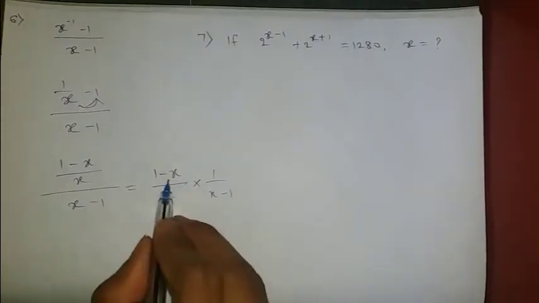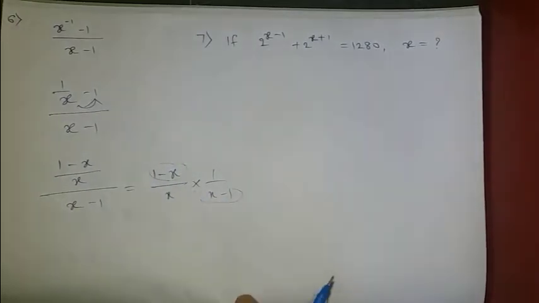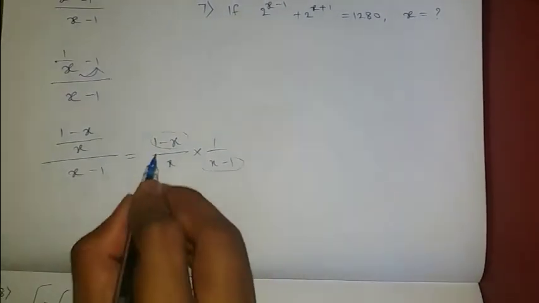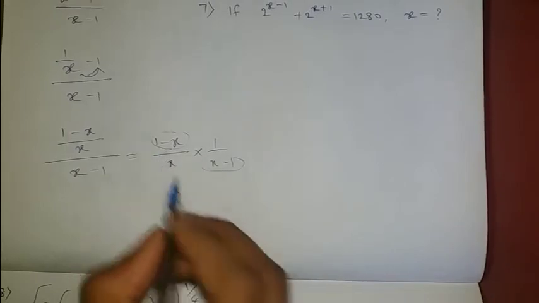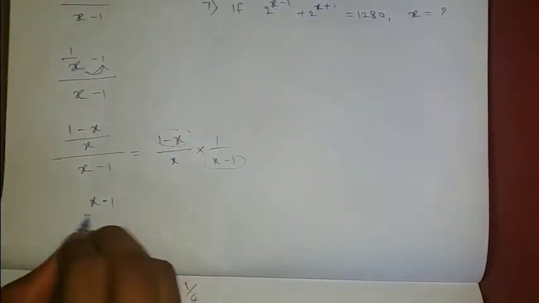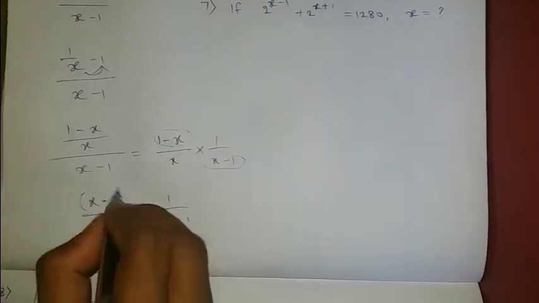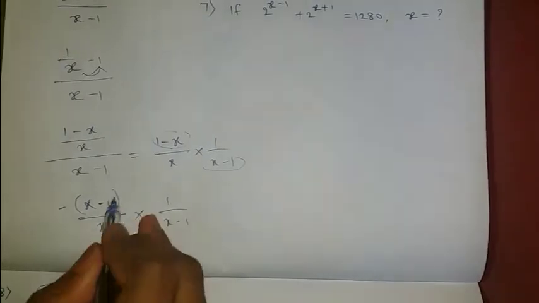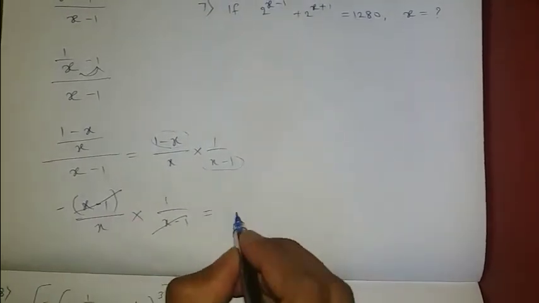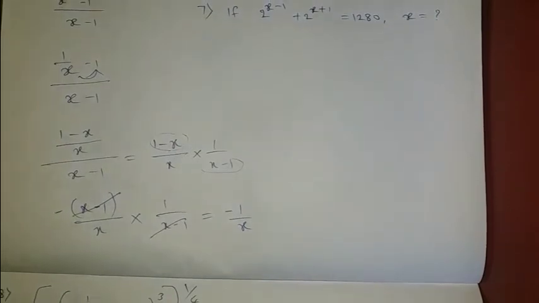Now to do the cancellation of these two, either from this one or from this one, we will take out minus common. For example, from this, if I take minus common, plus 1 will become minus 1, and minus x will become plus x, by x into 1 by (x minus 1). I am taking minus common, so this x minus 1 will get cancelled. So we finally remain with minus 1 by x.